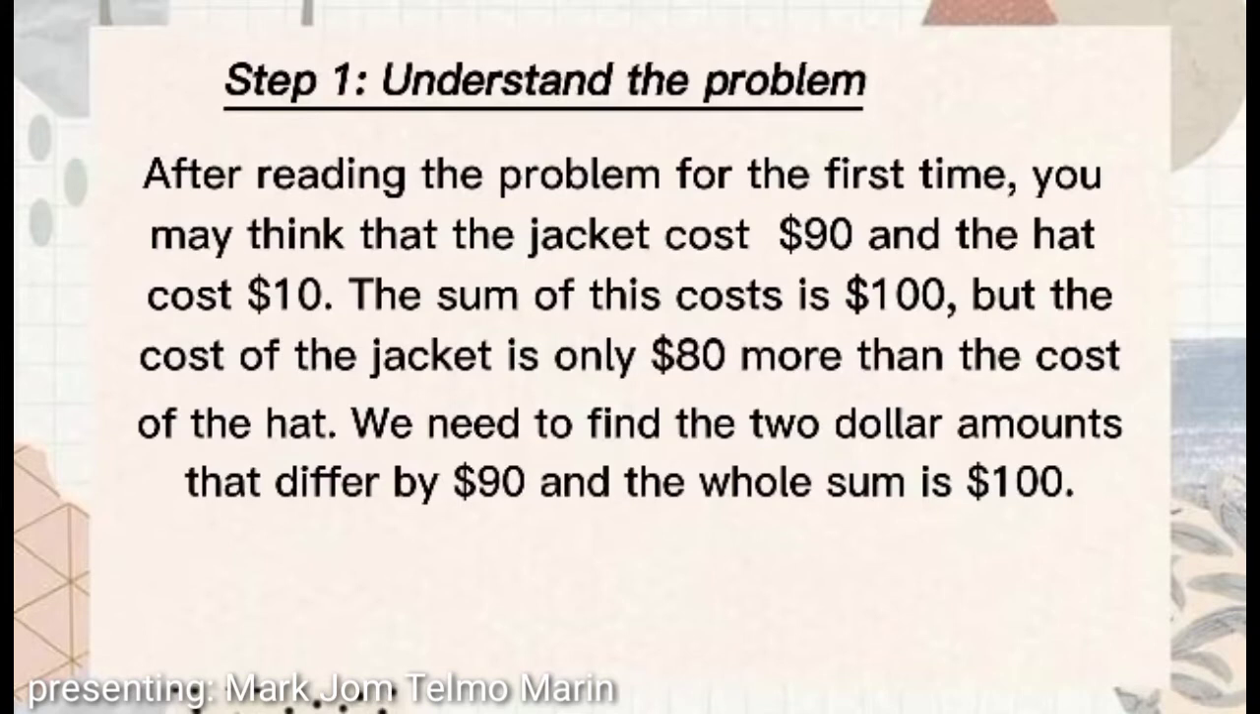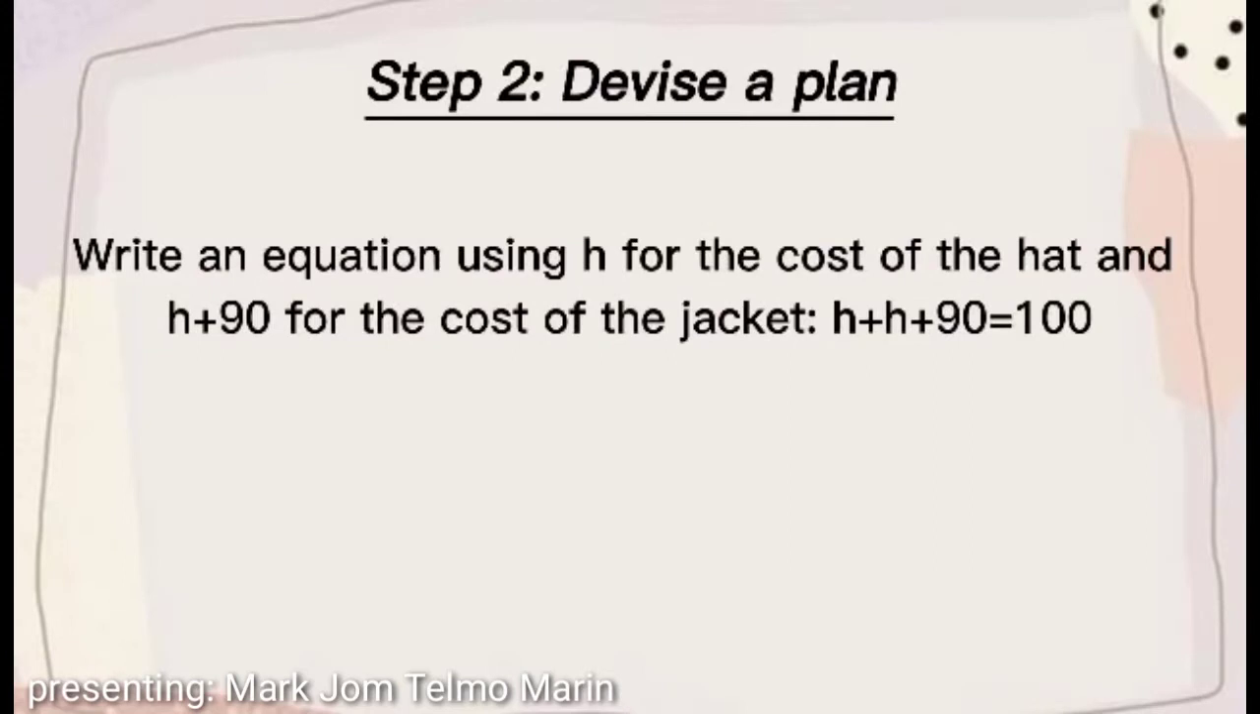We need to find the two amounts that differ by $90 and the whole sum is $100. Step 2. Devise a plan. Write an equation using h for the cost of the hat and h plus 90 for the cost of the jacket. h plus h plus 90 is equal to 100.